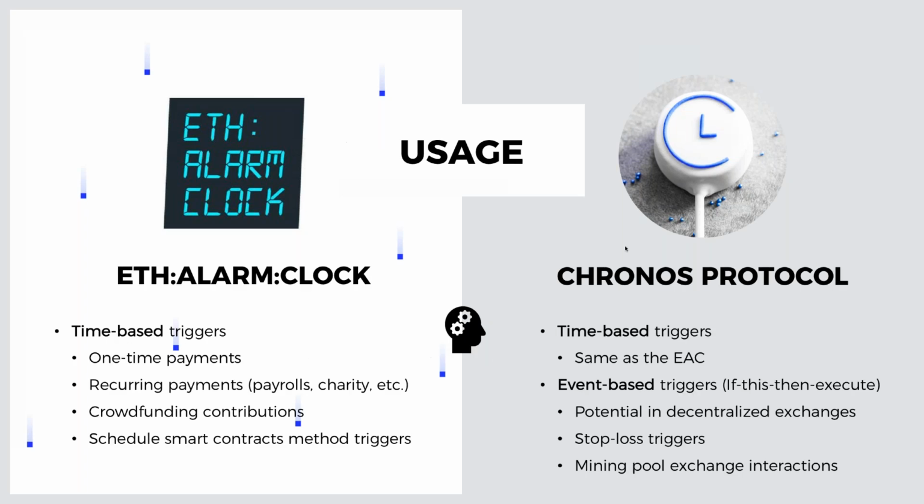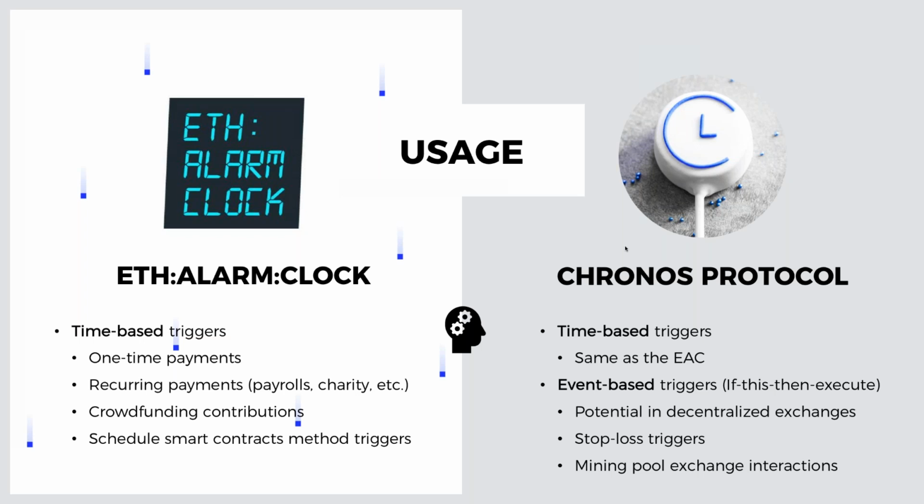So what we have next is the usage of these protocols. Why would a person use the Ethereum Alarm Clock protocol, and why would they use the Chronos protocol? What would they use it for? The Ethereum Alarm Clock, as we said, is for time-based triggers. This could be one-off payments, recurring payments, payrolls, charity contributions, monthly, yearly, crowdfunding contributions, and also scheduling smart contract method triggers.